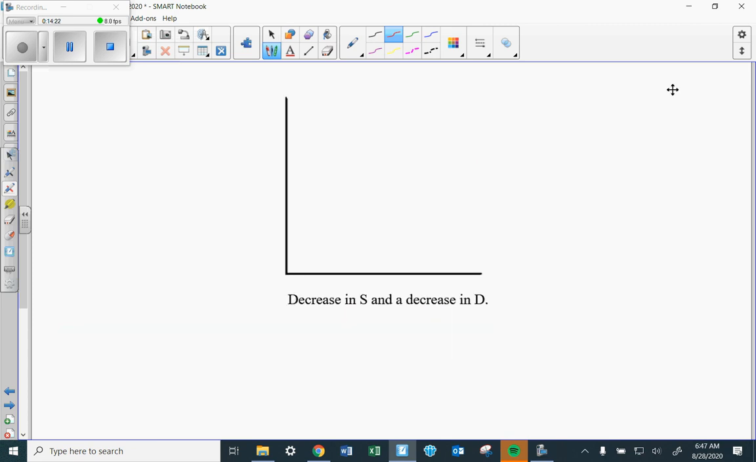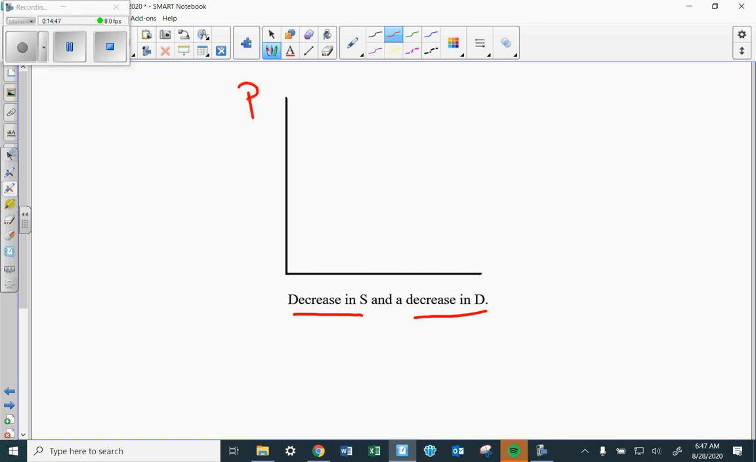Okay, now I'm going to show you an easier way to do this. I'm going to shift both of them at the same time. I'm going to do a decrease in supply and a decrease in demand, and I'm going to try to shift them by the exact same amount. If I can shift them by the exact same amount, then one of them won't change. And the one that won't change is going to be the one that's indeterminate.